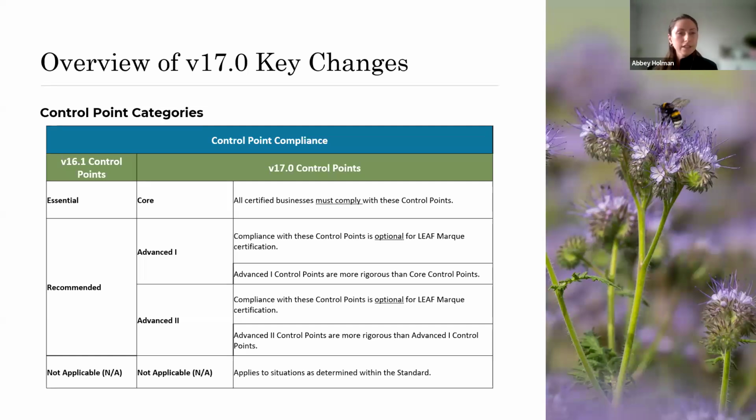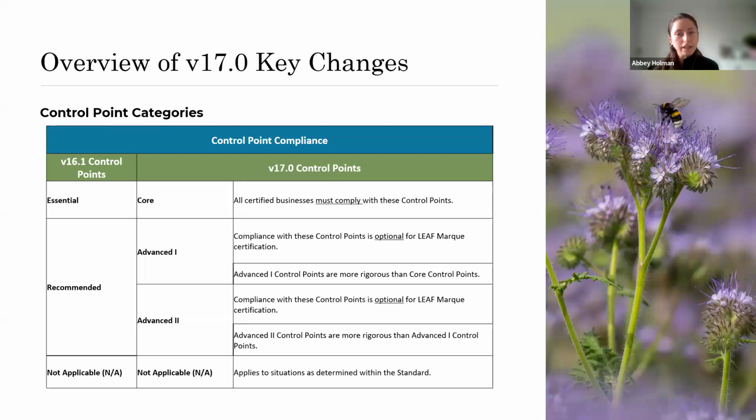So within version 16.1, the current LeafMark standard, and in all of the historical versions of the standard, we have taken the approach to use essential and recommended categories for our requirements. In version 16.1, essential requirements or control points are mandatory. They are required for LeafMark certification. Recommended control points are optional for LeafMark certification, but are a way to demonstrate continuous improvement or provide ideas for producers to explore how continuous improvement can be considered or implemented by their business.